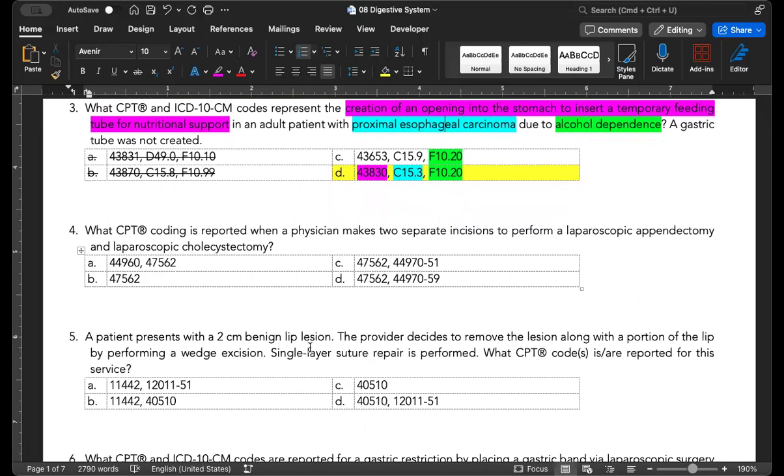So for number 4, we're actually going to have scopes. Here we have: what CPT codes are we going to report when a physician makes 2 separate incisions in order to perform a laparoscopic appendectomy and a laparoscopic cholecystectomy?